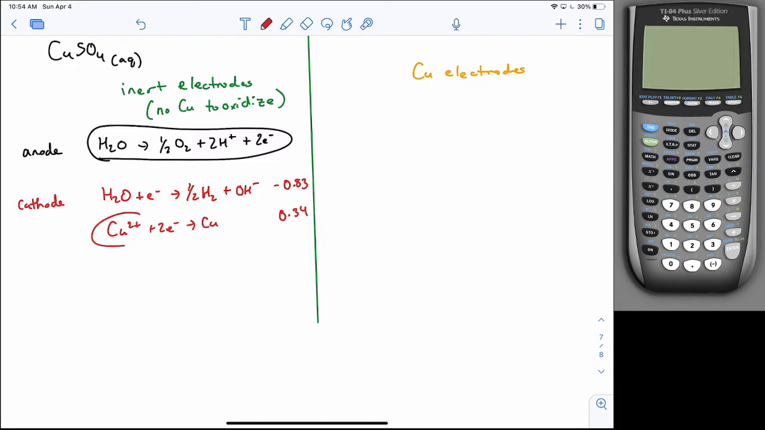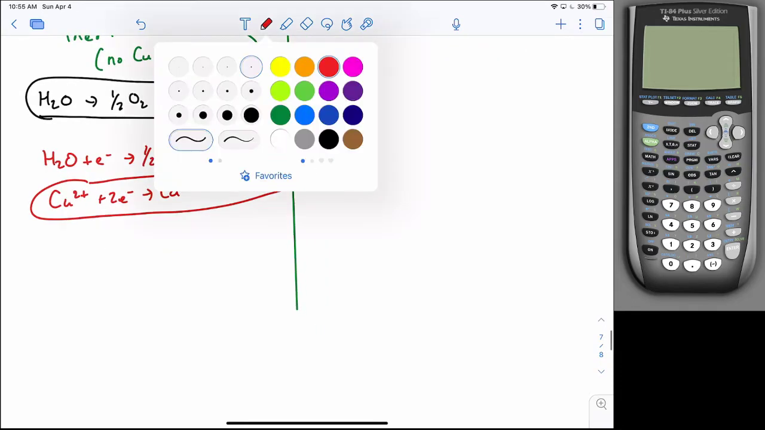Because it's more positive, and they're both reduction reactions, the more positive is always the better reducer. If they're both oxidations, the more positive is the better oxidizer. So just keep that in mind. Here you're going to be removing Cu2 plus from the solution.